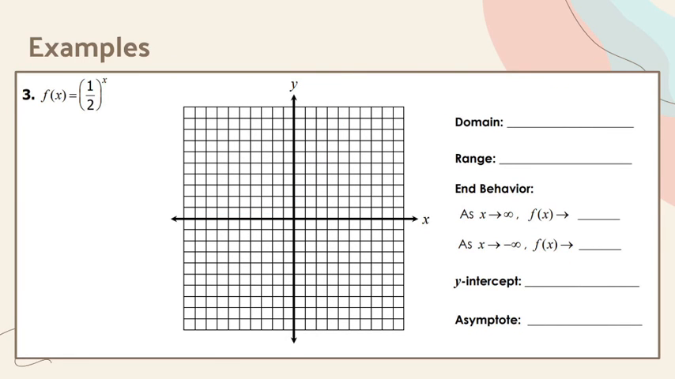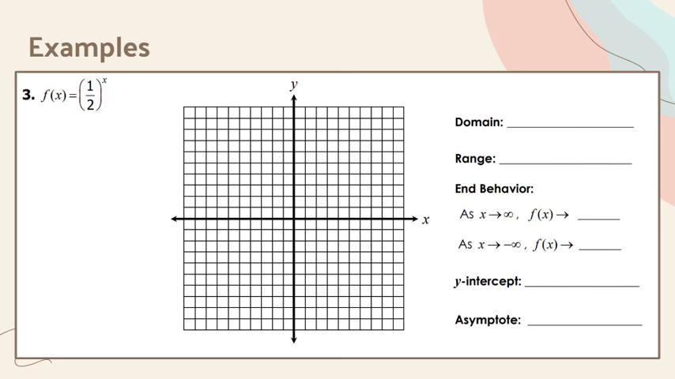Okay, so on number 3, this is an exponential decay because the b value is less than 1. So it's going to look like it's reflected across the y-axis because it's going to be decreasing. So if you go to your calculator and type in the function (1/2)^x, make sure you put parentheses around the 1/2. We're going to graph all the points that fit on our graph.